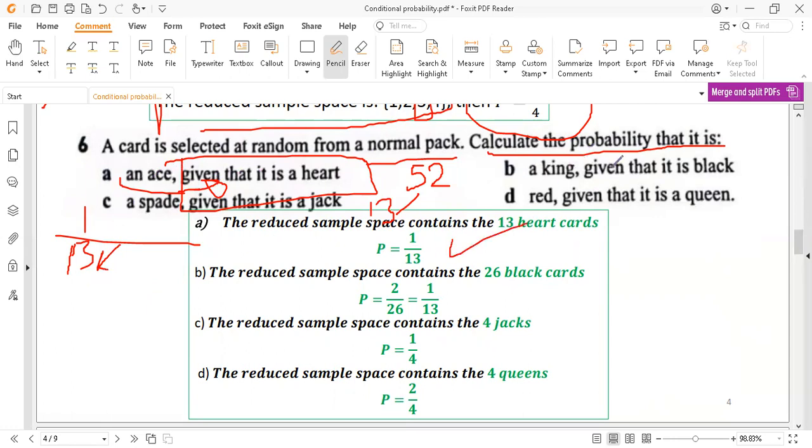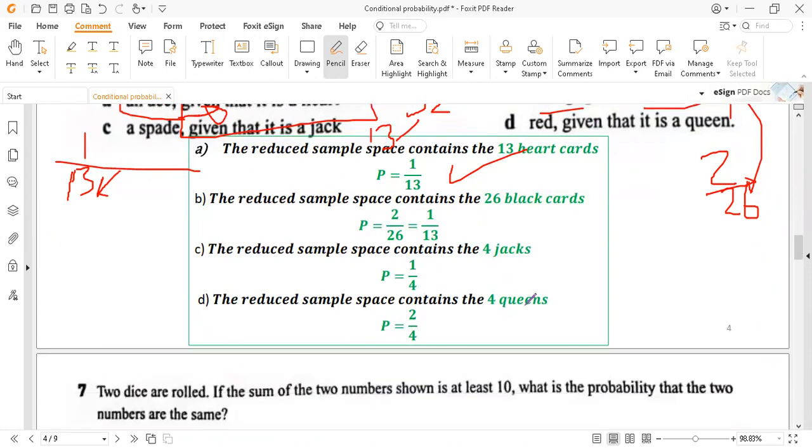Good. A king, given that it is black: we have 26 black cards because we have half black, half red in the normal pack. So the reduced sample space contains 26 cards, and we have 2 kings because there is 1 of each type of black card. So we have 2 from 26. After simplification, we obtain 1 over 13.